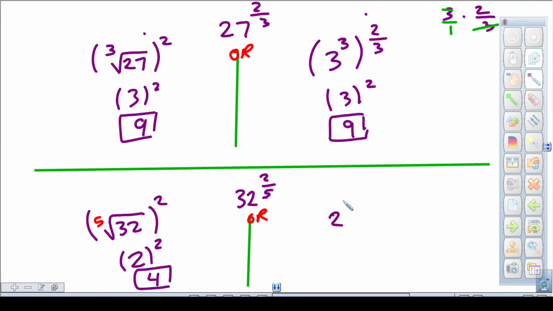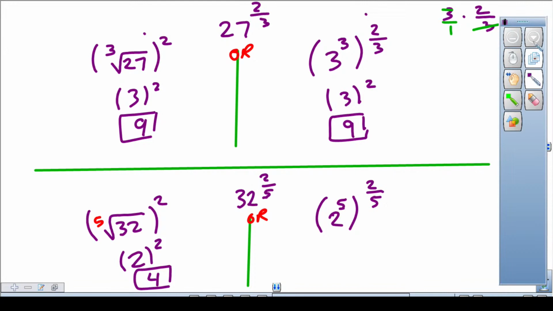2 raised to the 5th power. That's very true. 2 raised to the 5th is going to give you 32. Okay, so now I got the 32, but I'm not going to neglect that there's a 2/5 waiting for me outside. There's an exponent 2/5 here. So how do I do that?